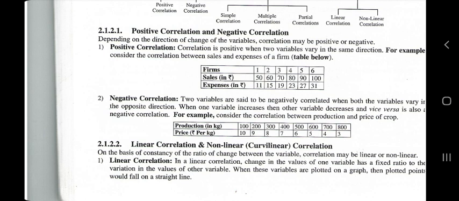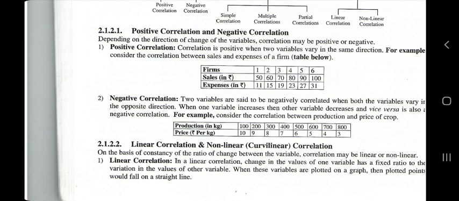So the first quantity is increasing at some rate, and the second quantity is also increasing at the same kind of rate. Such a correlation between sales and expenses we can call a positive correlation. Means the rate of change of sales is exactly equal to the rate of change of expense. Sales is increasing, expense is also increasing, the rate is the same and both are increasing, so obviously there is a positive correlation.